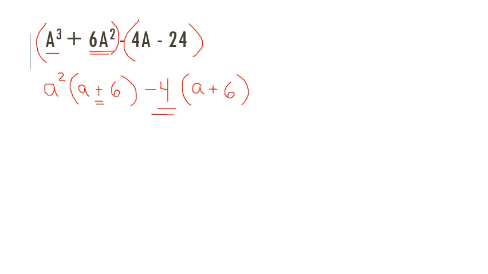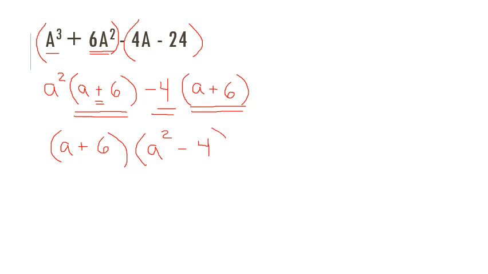Okay, now what I'm looking for is these matching factors. I've got an a plus 6 in this group and an a plus 6 in this group. So just like before we were looking for the greatest common factor, the greatest common factor between these 2 terms is a plus 6. So I'm going to divide both of these terms by a plus 6. If I divide a squared times a plus 6 by a plus 6, I get a squared. If I divide negative 4 times a plus 6 by a plus 6, I end up with negative 4. So nice and easy, lemon squeezy, right?